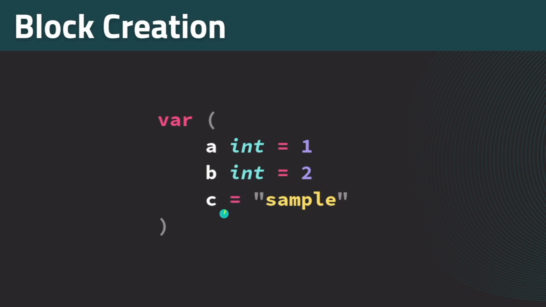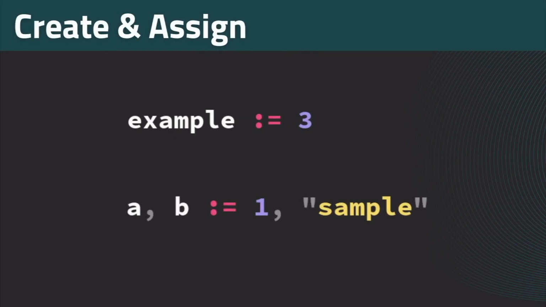We didn't include a type annotation here, and that's because the compiler uses type inference. So it will see that we're working with a string because we have double quotes, and it will assign a string type to c. Down here, after this block, we'll be able to use a, b, and c as individual variables, as if we had created them one line at a time.